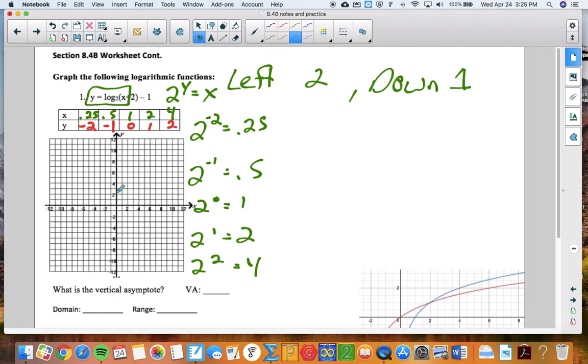So in green, I'm going to have my parent function or mother function. Now when I graph this coordinate pair, careful, the x is 0.25. So I go to the right 0.25 or a quarter of the way, and then I go down 2. I go right 0.5 and then down 1. I go right 1 and then up or down 0. Go right 2, up 1, right 4, up 2.